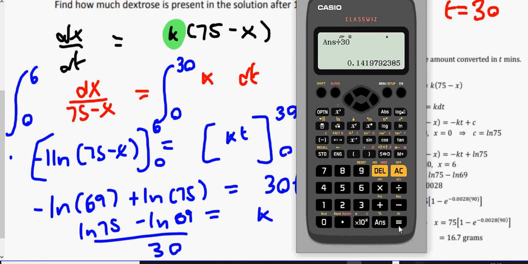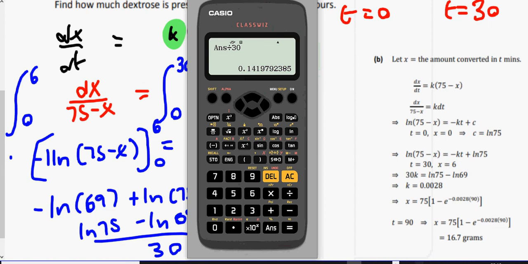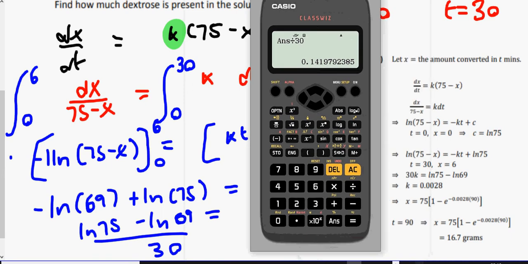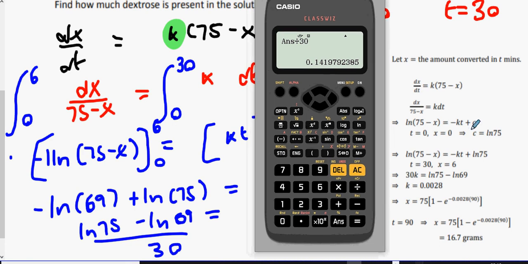I got 0.14198. So where's my answer? Ah, there you go, a completely different answer to me. Interesting. I actually have exactly the same numbers they have.